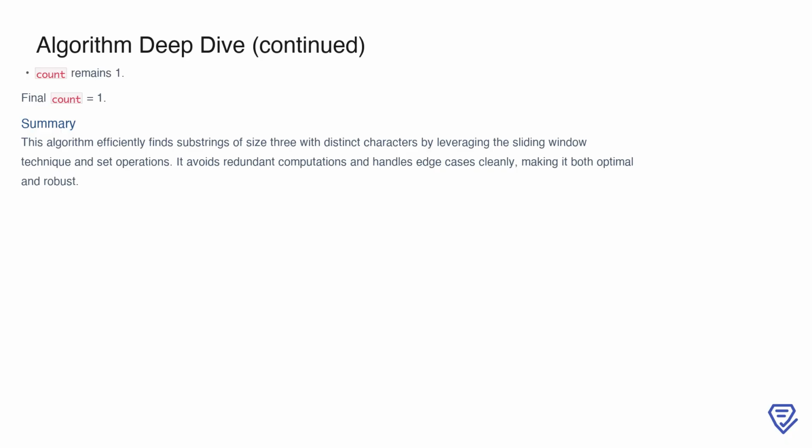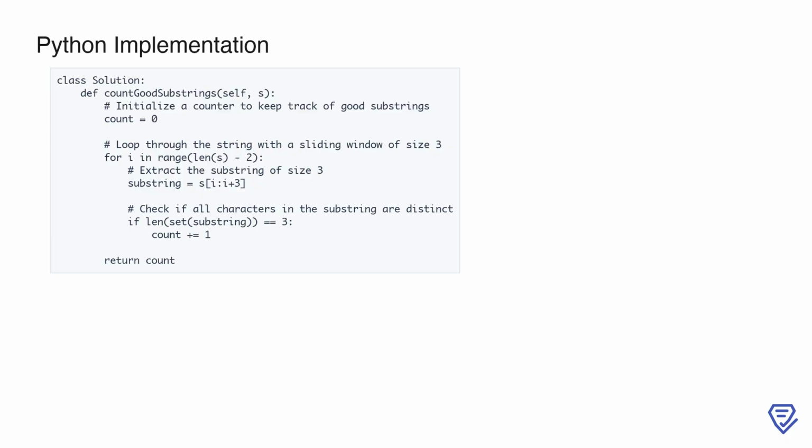This makes it a highly effective solution for the problem at hand. The solution begins with defining the function countGoodSubstrings inside the Solution class. This function takes a string s as input and returns the number of substrings of size 3 with distinct characters.